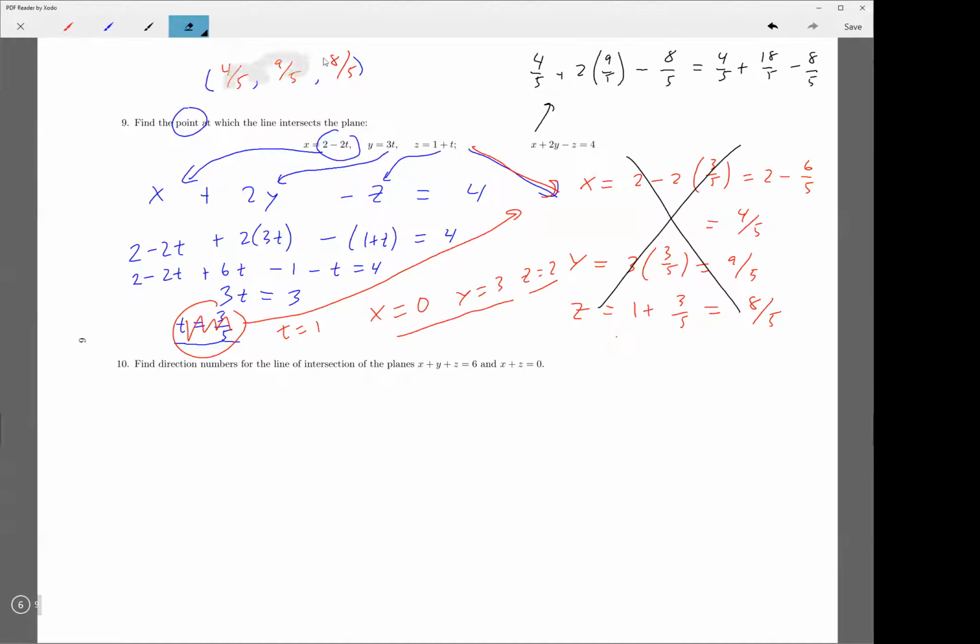I erase that, and that, and that, and that. And so 0, 3, and 2. Let's try that. Okay, so I take back what I said, and WebAssign was correct in punishing me for making such a silly mistake with my arithmetic. Okay, so find direction numbers for the line of intersection of the planes.